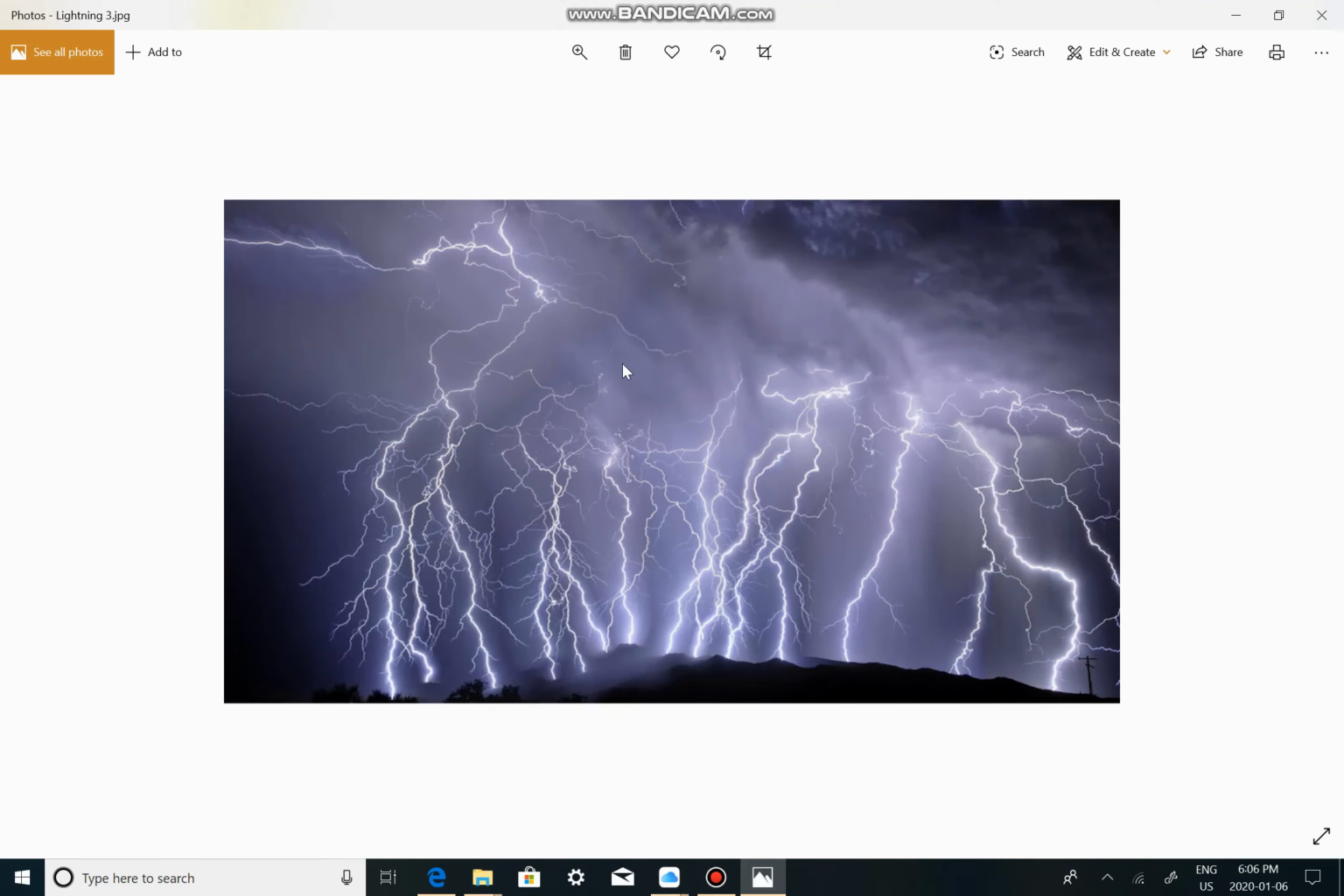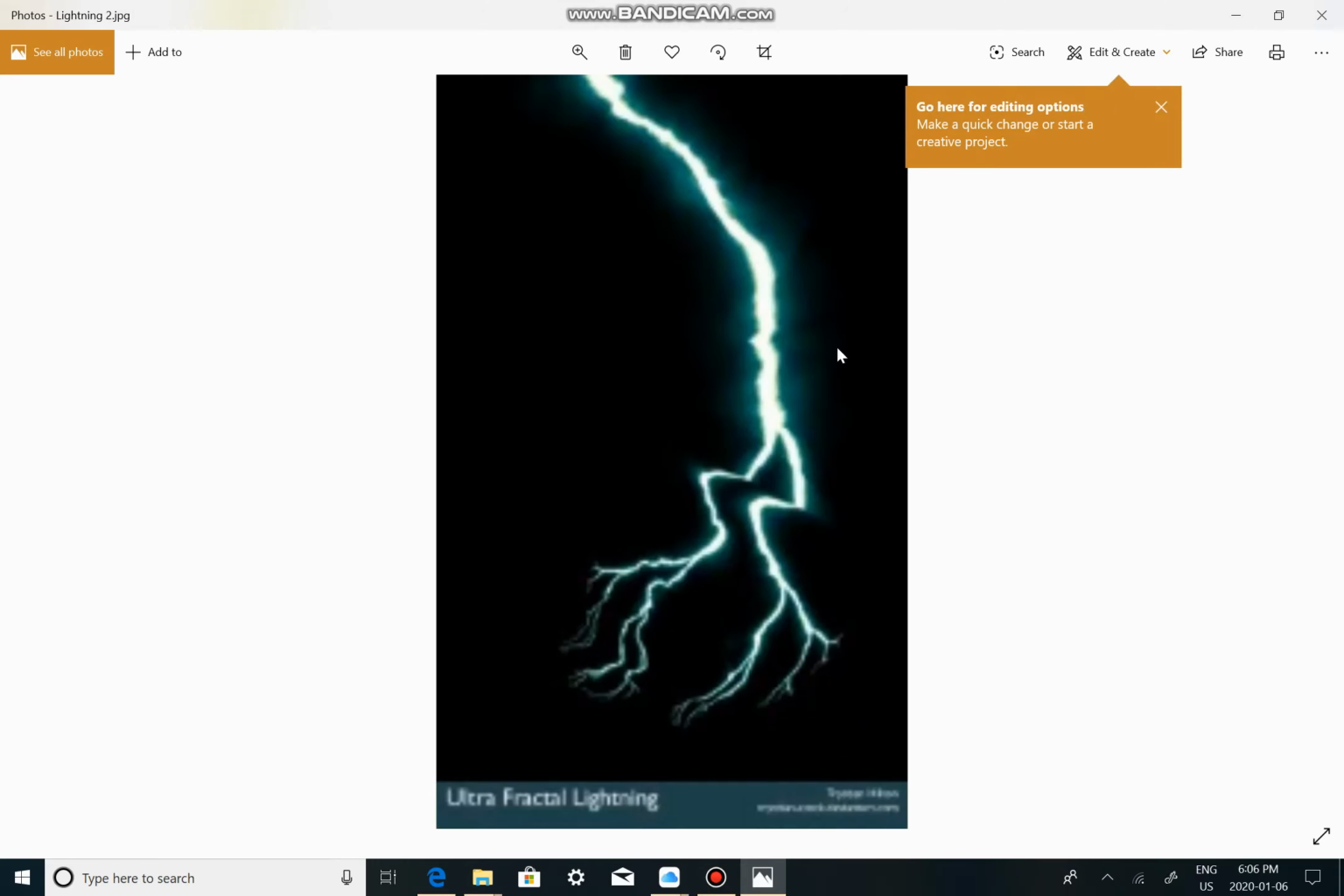So when you look at lightning, I'm just going to show you some images of lightning so we can see where I'm going. You can see how one lightning bolt will branch off into another one, and then that lightning bolt will branch off into more, and then into more, and more. And the key word is that branching, which is key in understanding fractals. So you see the branching, the branching, the branching, right?